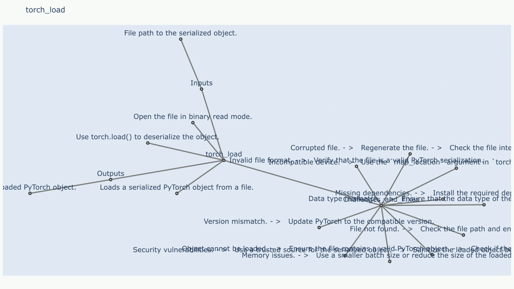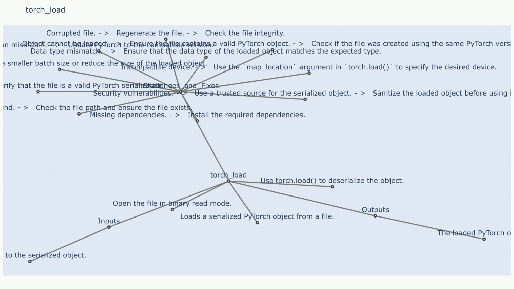Challenge 4. Loading objects saved using a custom class. Sample use case: a custom class, e.g., MyDataset, was used in the saved object, but you don't have access to that class definition in your current code. Fixes. Ensure that the custom class is defined in your code before attempting to load the object. You may need to re-implement the custom class if you don't have access to the original definition.